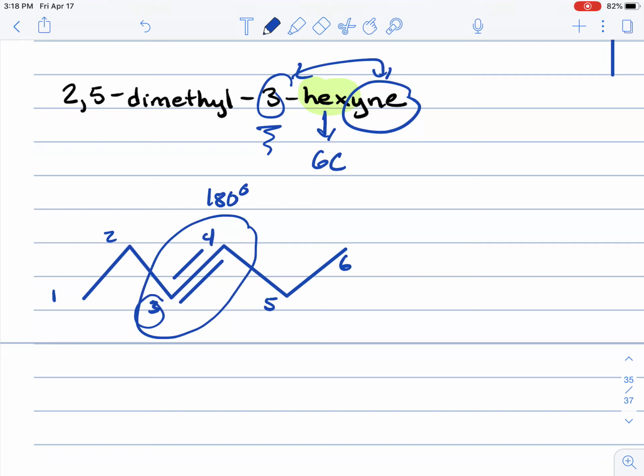And so let's just go ahead and put on the rest. So I'm done with all my parent, and now I need to figure out my substituent. So I have 2 methyl groups, so it's a dimethyl. So dimethyl on 2 and 5. So on carbon 2, I have a methyl group. Carbon 5, I have another methyl group. Okay.